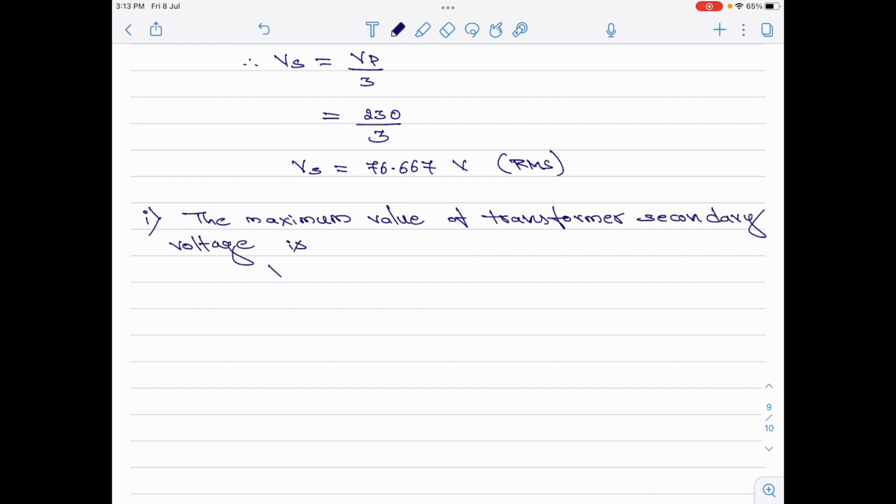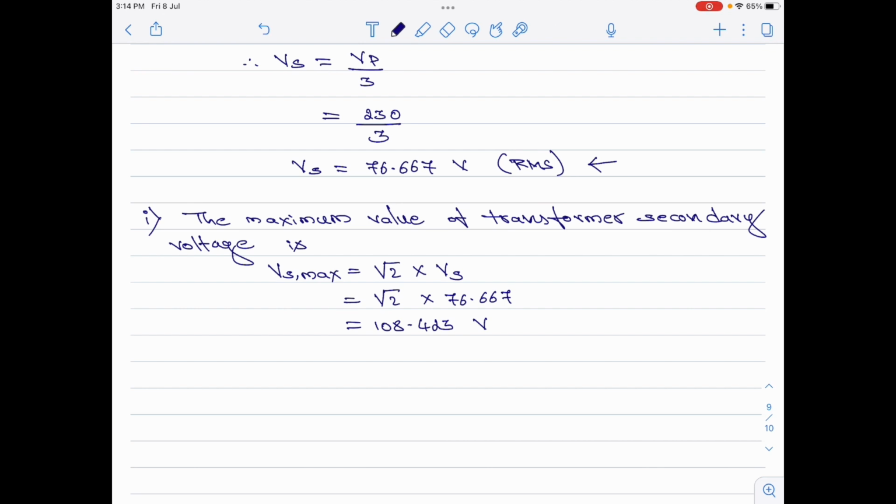Let me denote it as V secondary maximum, that is Vs max, and this is equal to root 2 multiplied by the RMS transformer secondary voltage, which is Vs. Please note we just calculated Vs above. So this is equal to root 2 multiplied by 76.667, and this will be 108.423 volts. This is the maximum value of the transformer secondary voltage.